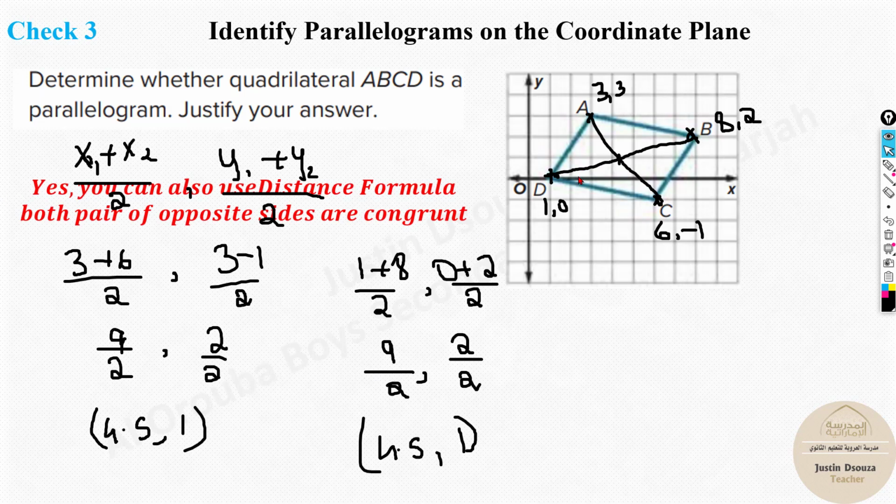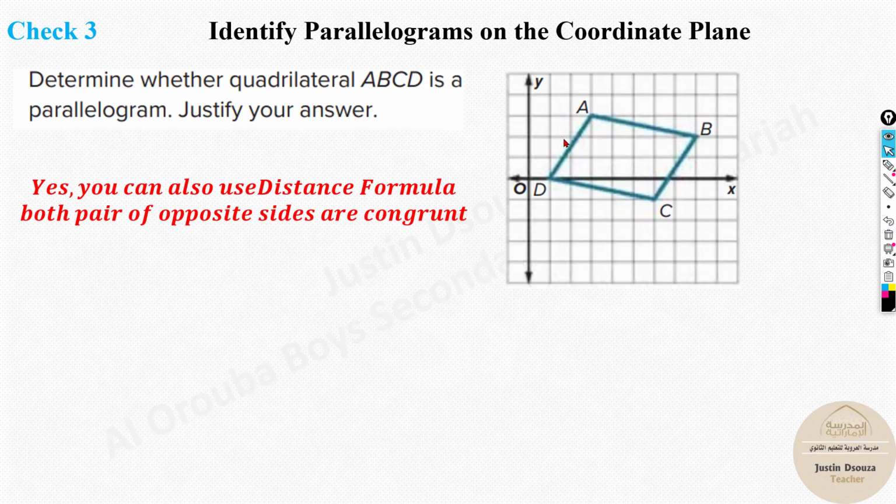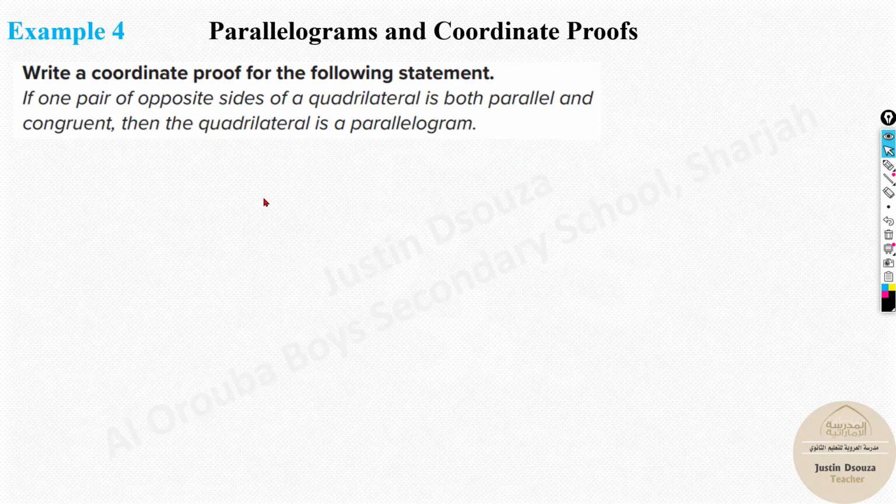Okay, you can use distance formula also. The answer is yes, they are parallelograms because it's equal, and both pair of opposite sides can be found out to be congruent by distance formula. You can try this by yourself, just takes a long time. That's basically the end. Now here we have a proof, in the sense like a theorem which we can prove.